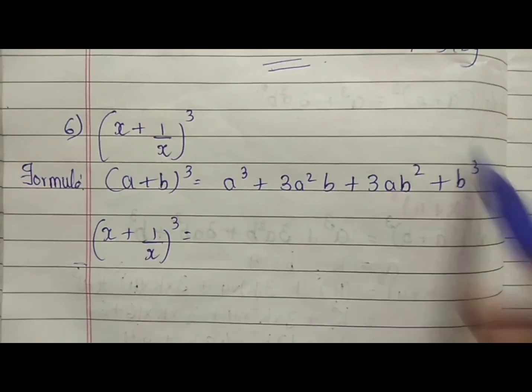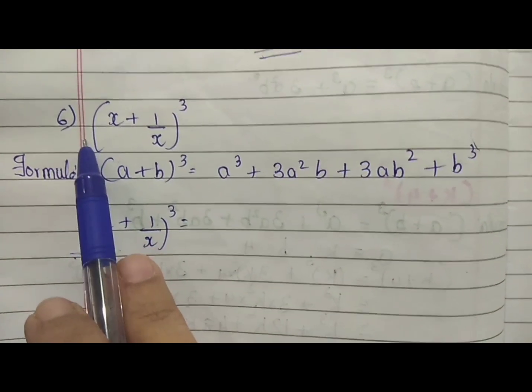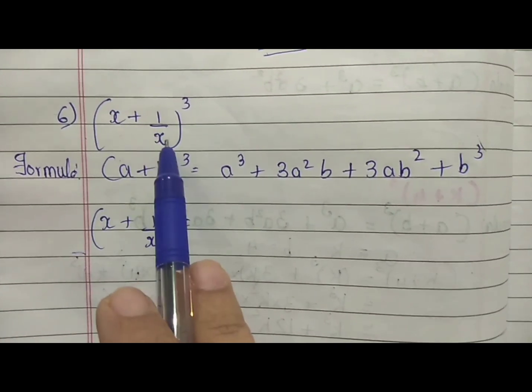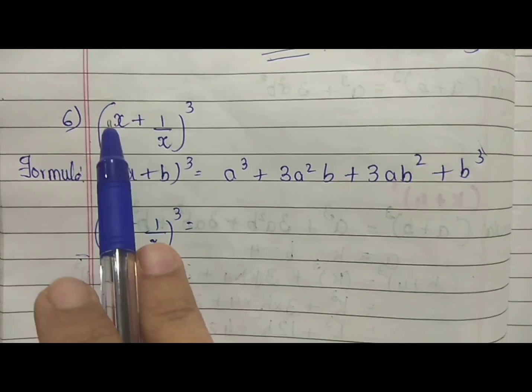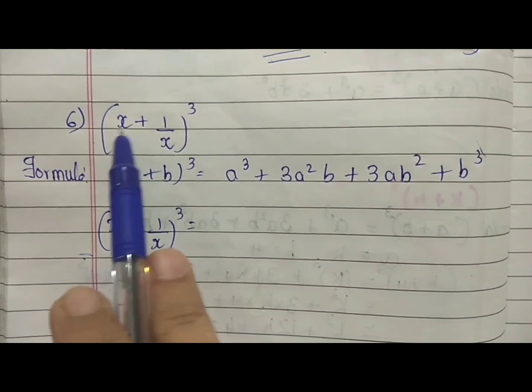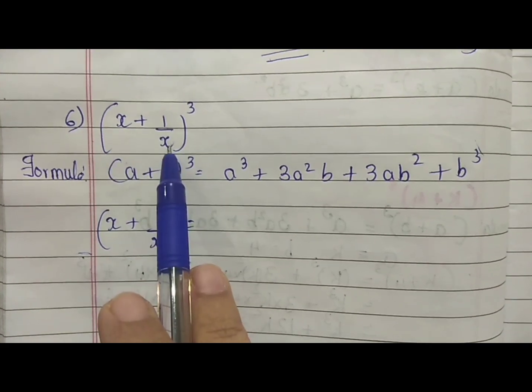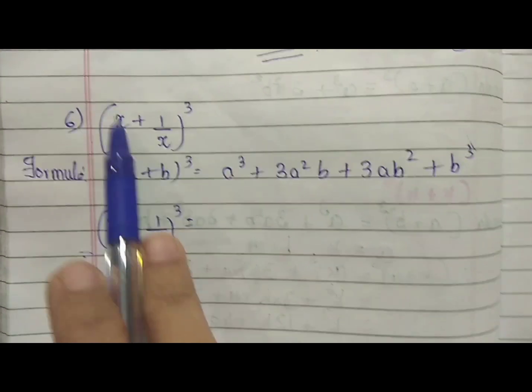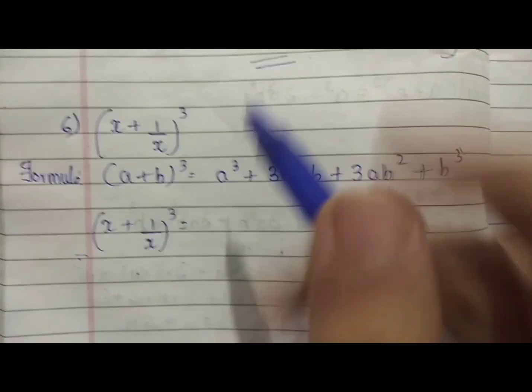So one more sum we'll be solving from the same practice set, the sixth one. This is a different kind of question. Though the steps are the same, the only difference is here we have a fraction in this. So no need to worry about this. We'll be using the same formula since it is in the same form, that is (a + b)³.